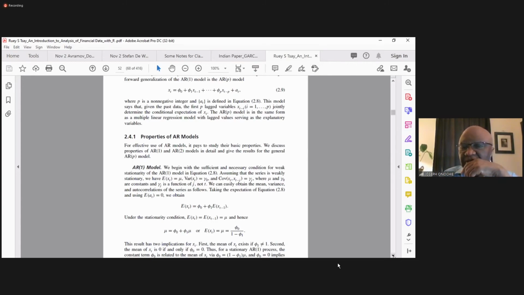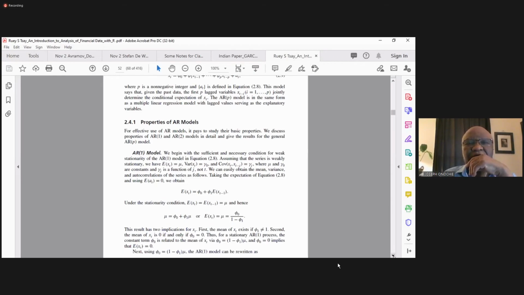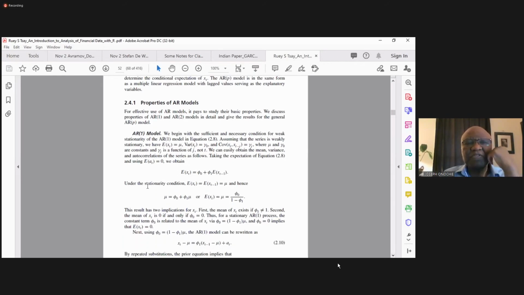So if you look at this page now, properties of autoregressive models. For effective use of AR models, for you and me to be able to work with them effectively, it is useful to study their basic properties. In this textbook, they discuss the properties of AR1 and AR2 models, but today we're going to begin by studying the properties of the AR1 model.